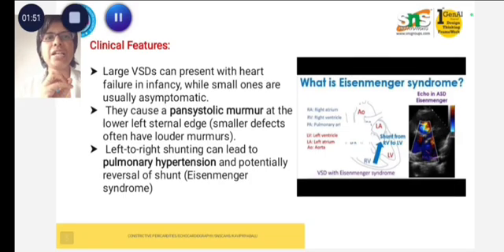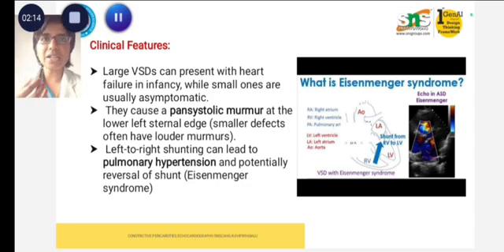Here are the clinical features. A large VSD can present with heart failure. If a VSD is described as large, the size is about 2.5 to 3, which leads to heart failure. Once heart failure occurs, we need a heart transplant, to change the heart. So heart transplant is the best treatment.